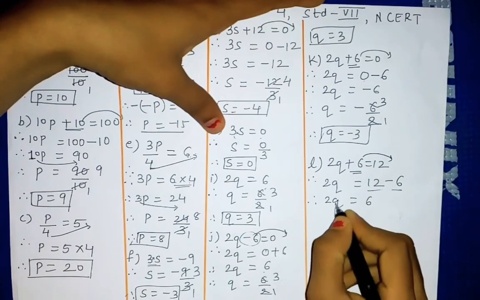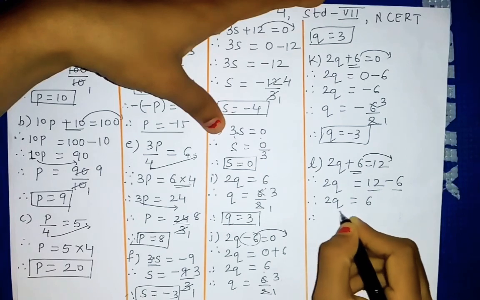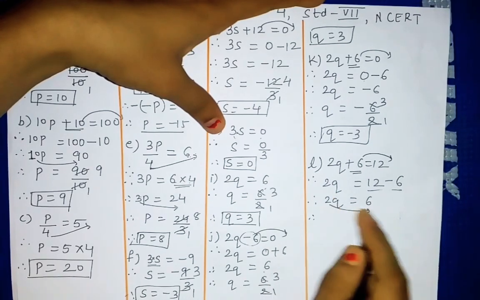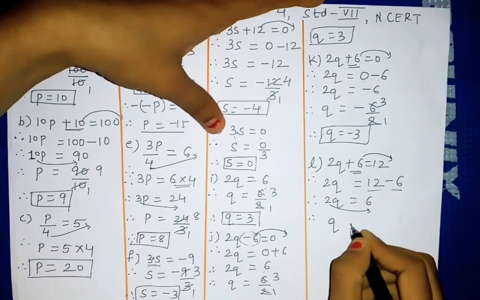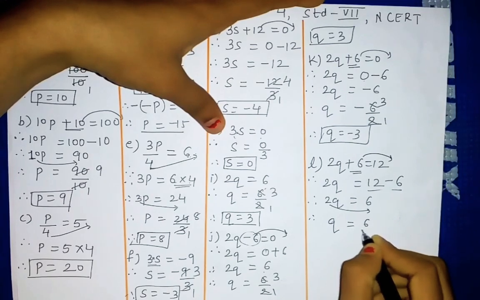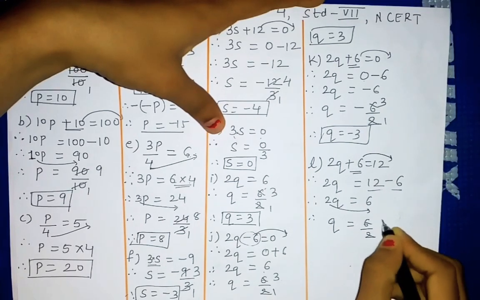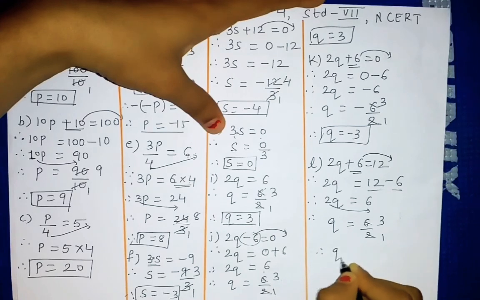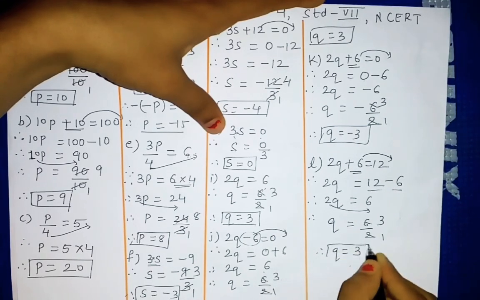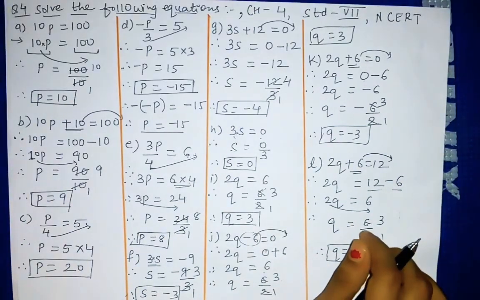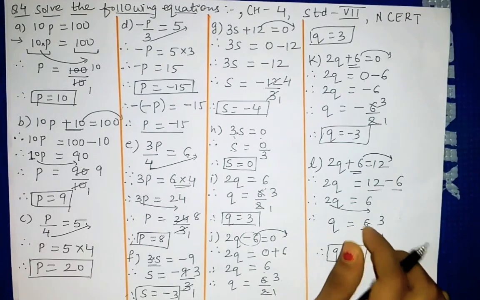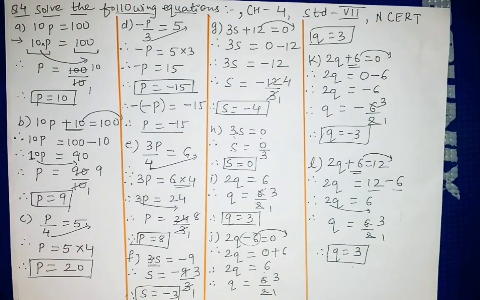Now again this 2 is in multiplication. So this 2 we have to take down in division. So this side only q is left and this side 6 upon 2. So 2 ones are 2 and 2 threes are 6. So q equals 3. So this is our answer of the last sum. Now this was question number 4 of exercise 4.2. Here 4.2 is over. Hope you understood these sums.